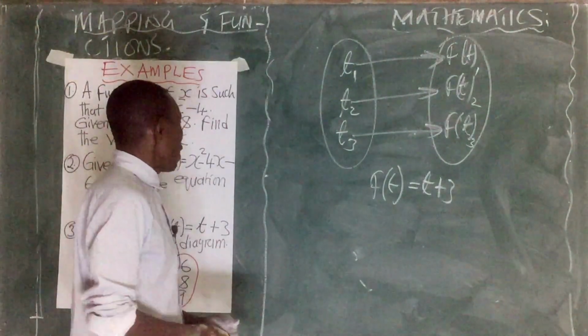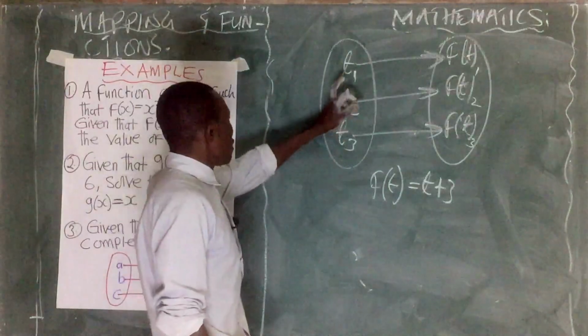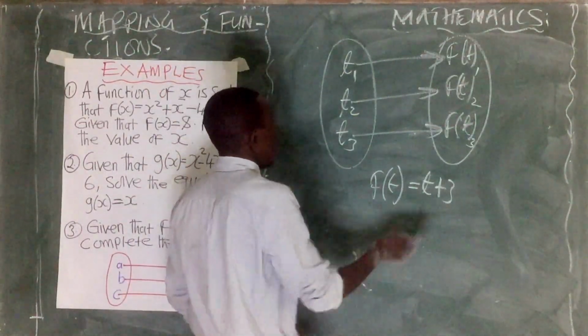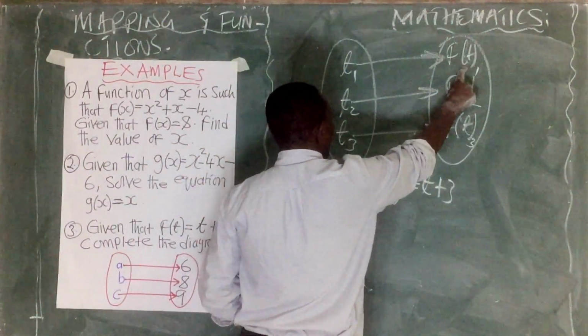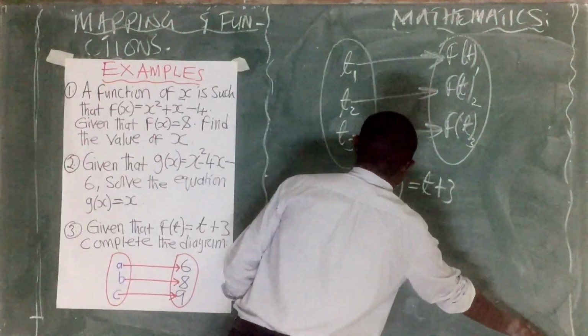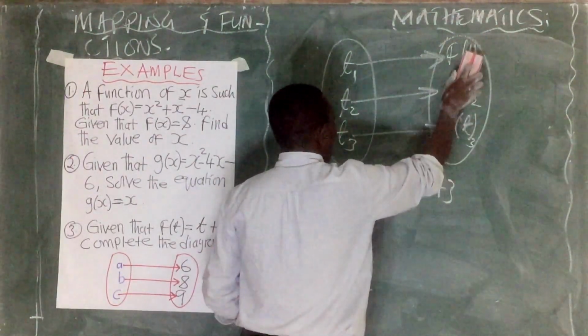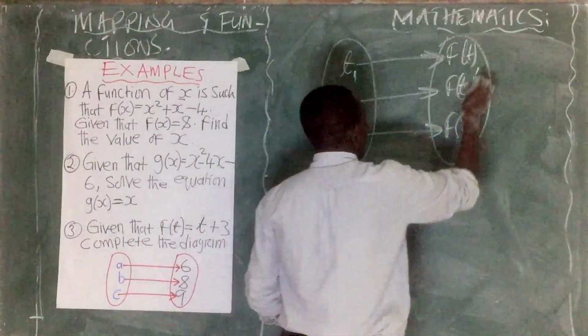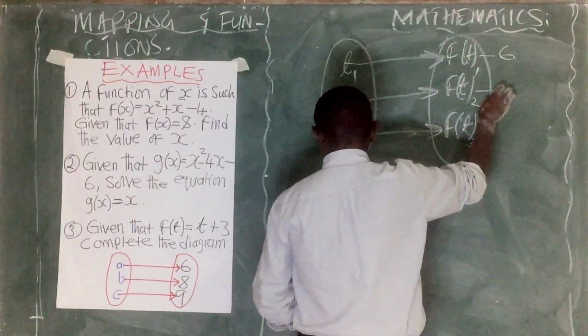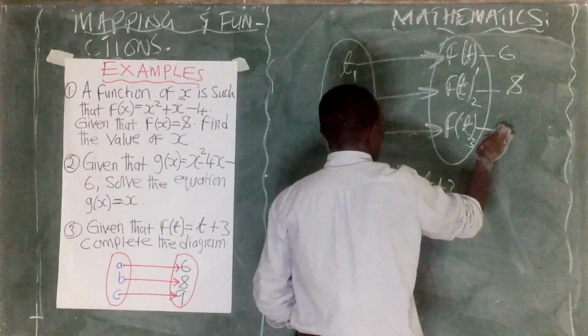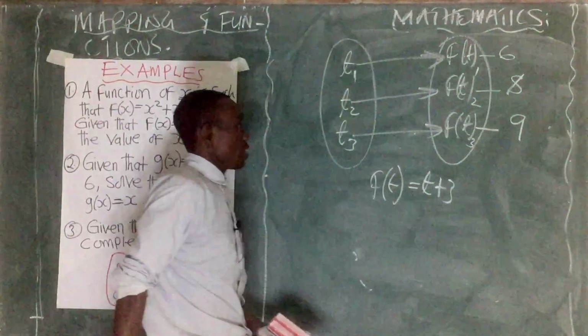But now in this case, we have whatever is there for f(t1), the value of which has already been found as 6. So here we have got 6. For this one we have got what? 8. This one we have got what? 9. That's what it means there.